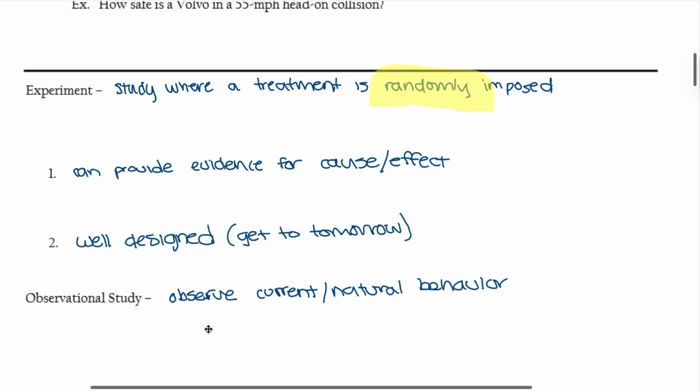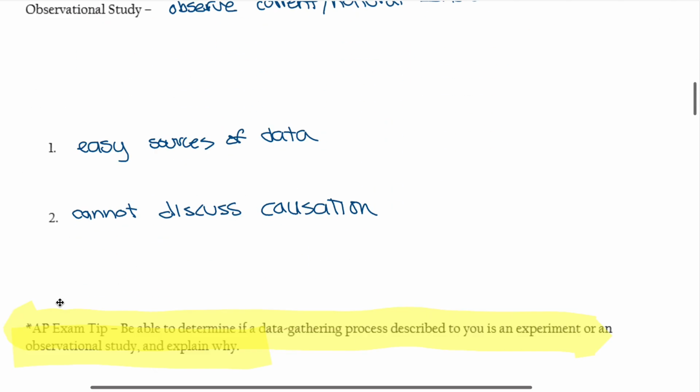And an observational study, we observe the current or natural behavior. The biggest difference is we cannot draw any cause and effect from an observational study. For example, we cannot say since A happened, it caused B. It does not work in here. Also, we are not assigning any treatment groups to the experimental population. Therefore, this is a good hint that we're using an observational study.